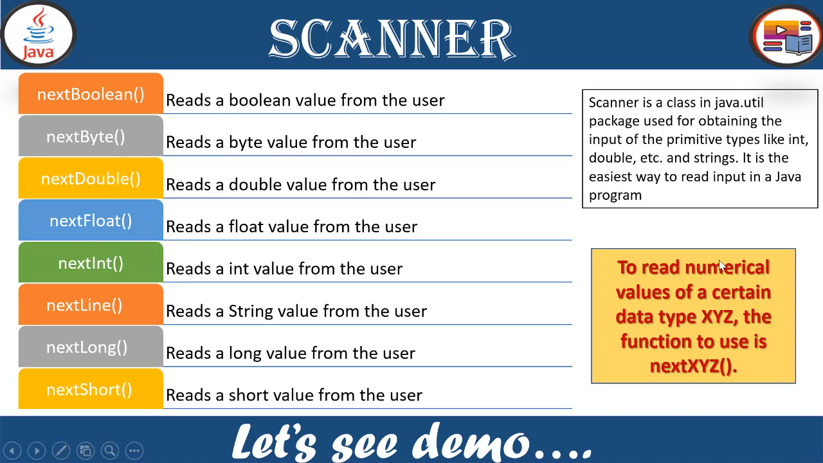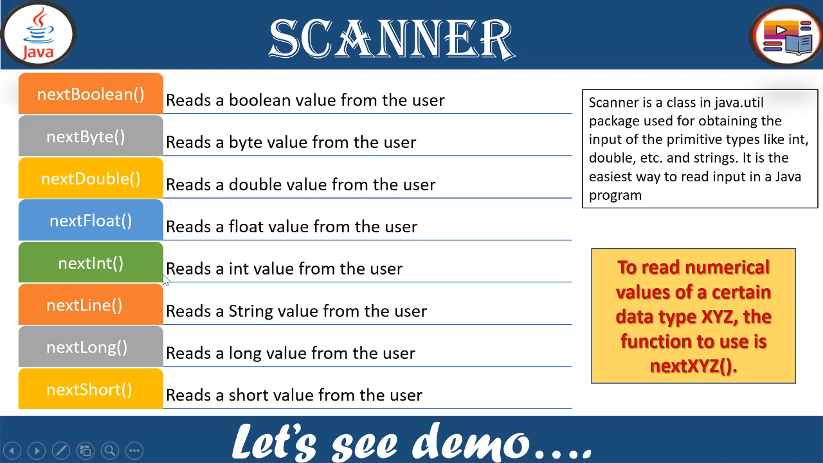As mentioned, whatever data type xyz you have, all you need is to use the function nextXyz. So nextBoolean will read a boolean value from the user. nextByte will read a byte value from the user. nextDouble will read a double value from the user. Similarly, nextFloat will read a float value from the user.